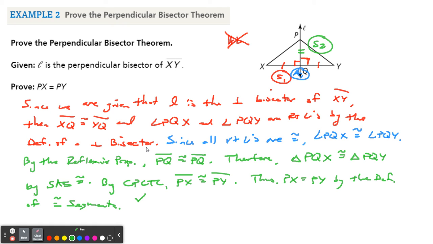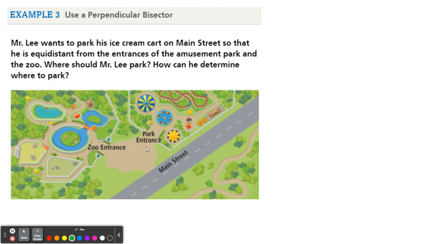Excellent. Okay, so I got one more problem in this video, and then we'll stop and we'll move on to angle bisectors, potentially. All right, so this one says Mr. Lee wants to park his ice cream cart on Main Street so that he is equidistant from the entrances of the amusement park and the zoo. Where should Mr. Lee park? How can he determine where to park? So he wants to park on Main Street. So he's got to be on Main Street somewhere, right? But he wants to be equidistant from the entrances to the amusement park and the zoo, right?